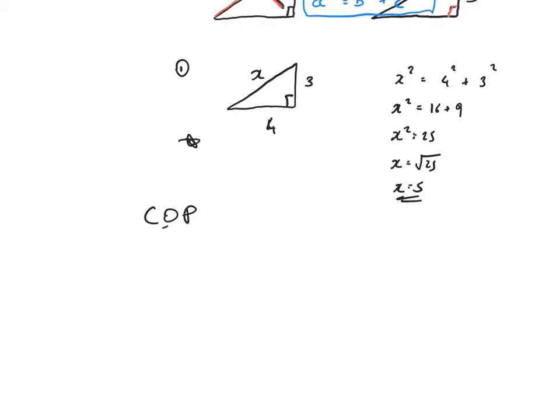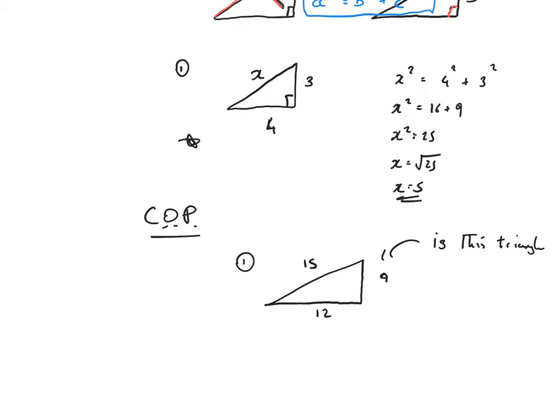But let's go now to the converse of Pythagoras. I'm just going to explain to you how this works as we do it. Let's say that this side here is 9, this side is 12, and this side is 15. You can see that this looks as if it's a right angle triangle, but I'm not going to say for definite. So instead I'm just going to ask the question, is this triangle right angled?